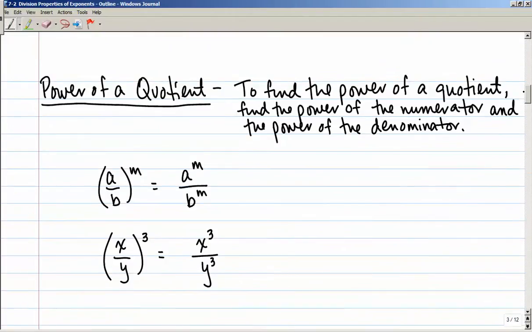Here's another property. Power of a quotient. To find the power of a quotient, and remember, a quotient is what you get when you're dividing, so that involves division. To find the power of a quotient, find the power of the numerator and the power of the denominator. So a divided by b, all raised to the power of m, is the same as a to the m divided by b to the m. Here's an example. x over y to the third power is x to the third divided by y to the third.